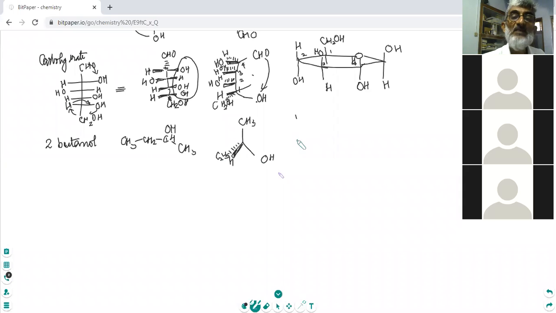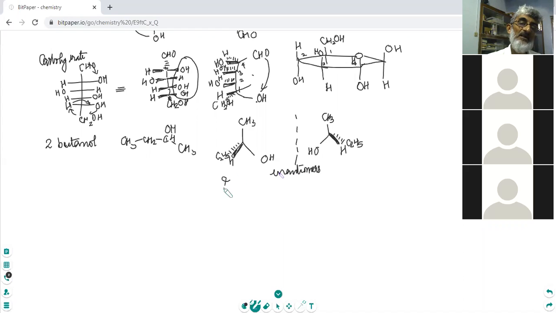So here is a mirror image of this molecule. Remember, in the mirror image the right hand side group will be coming on the left hand side. No other change. They are not superimposable as we have seen yesterday. And these two are entirely two different compounds, and you call them enantiomers. Okay.